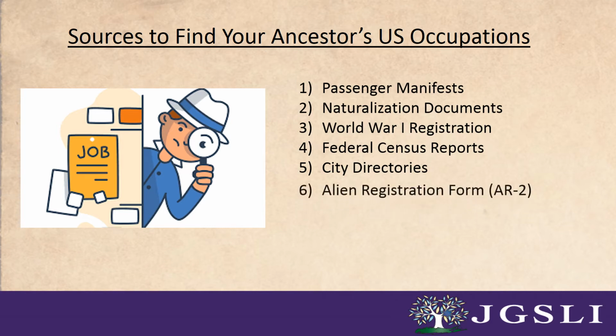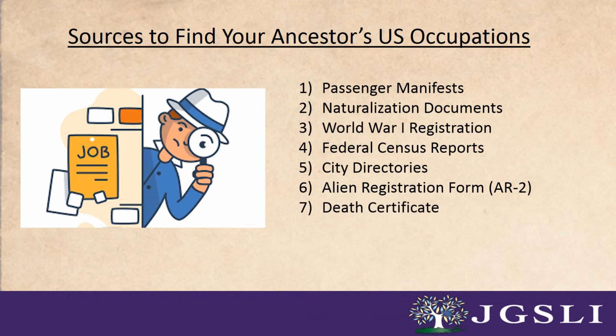Number 6, alien registration form. If your ancestor was a resident alien in 1940, you might be able to find their alien registration form which included their occupation. Number 7, death certificate. Assuming the person giving the information knew it, the death certificate for most states includes a line for their occupation. And number 8, obituary. If you can find an obituary for your relative, you may get information throughout their working life, including affiliations with businesses or trade groups.